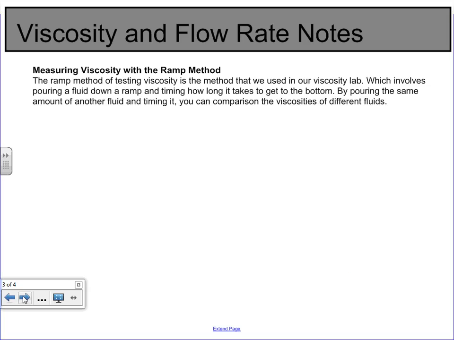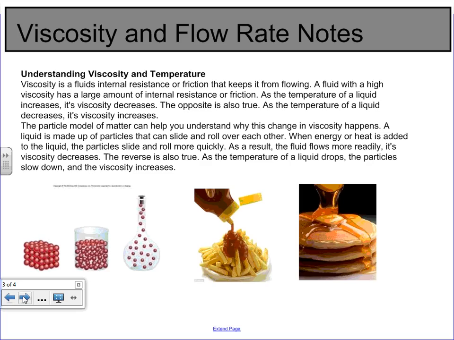So, measuring viscosity with the ramp method. The ramp method of testing viscosity is a method that we use in our viscosity lab, which involves pouring a fluid down a ramp and timing how long it would take to get to the bottom. By pouring the same amount of another fluid and timing it, you can compare the viscosities of these different fluids.